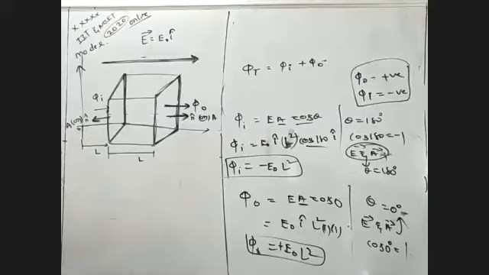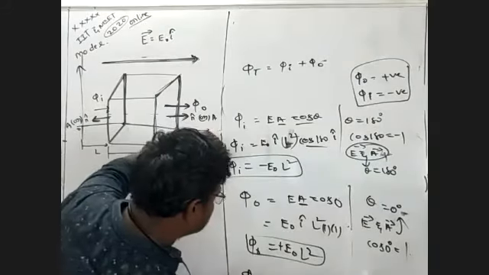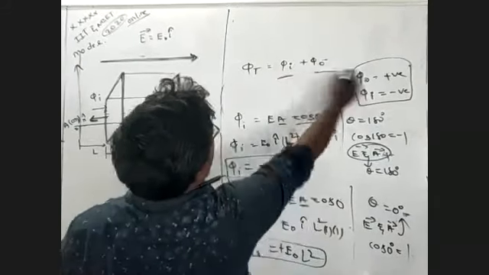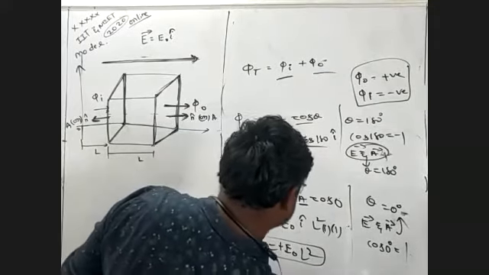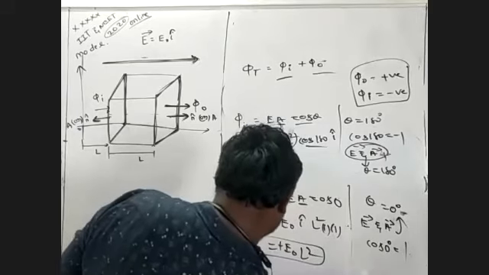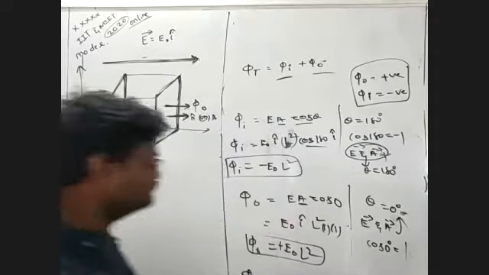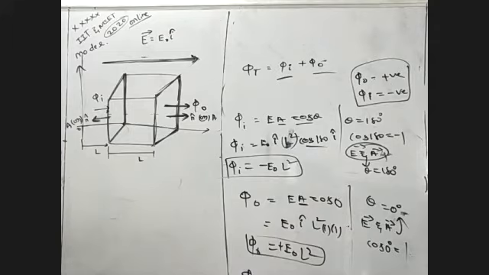Now what is the total flux? The total flux is the into the flux plus the out the flux. The into the flux is minus E naught L square and the out the flux is E naught L square. So both cancel, and the total flux inside the cube is 0. That is the overall result.